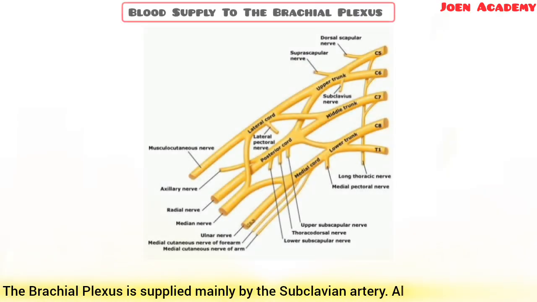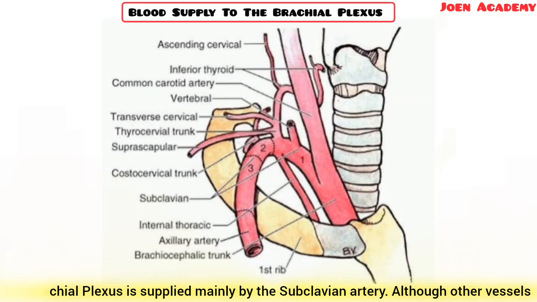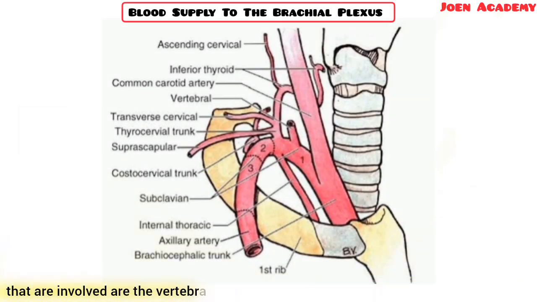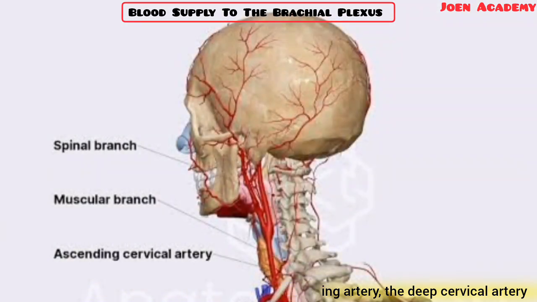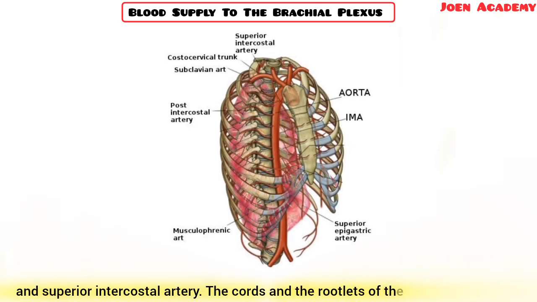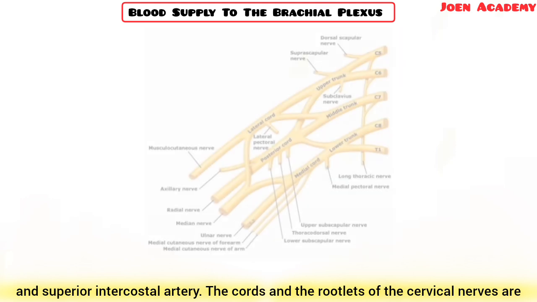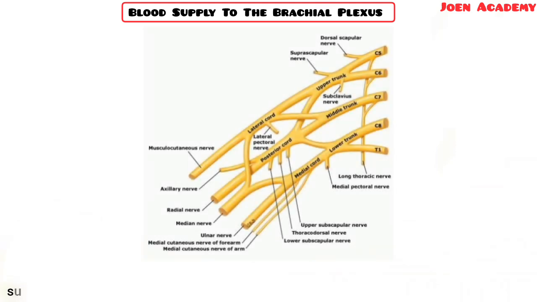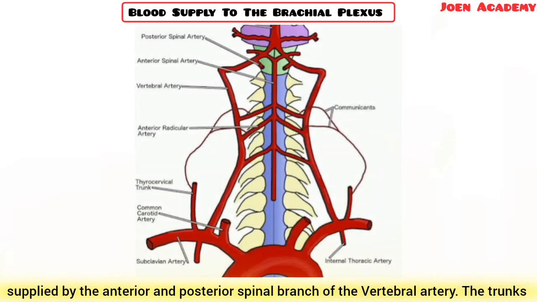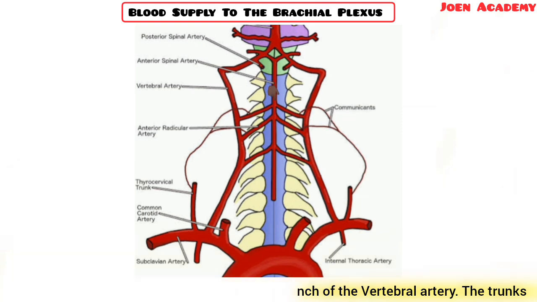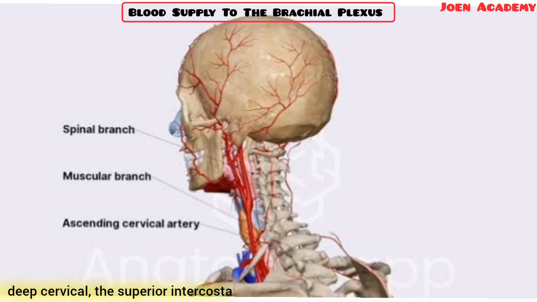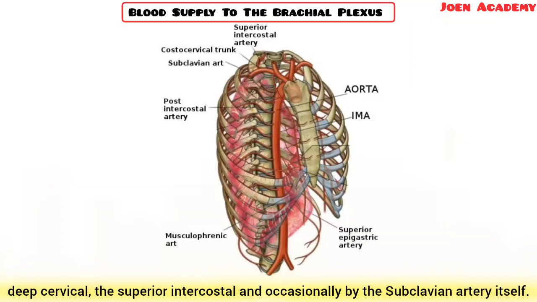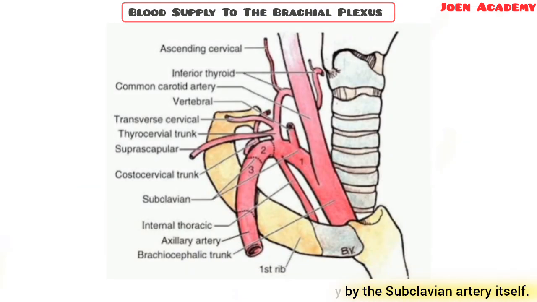The brachial plexus is supplied mainly by the subclavian artery, although other vessels that are involved are the vertebral artery, the ascending cervical artery, the deep cervical artery, and the superior intercostal artery. The cords and the rootlets of the cervical nerves are supplied by the anterior and posterior spinal branches of the vertebral artery. The trunks of the brachial plexus are supplied by the muscular branches of the ascending cervical, the deep cervical, the superior intercostal, and occasionally by the subclavian artery itself.